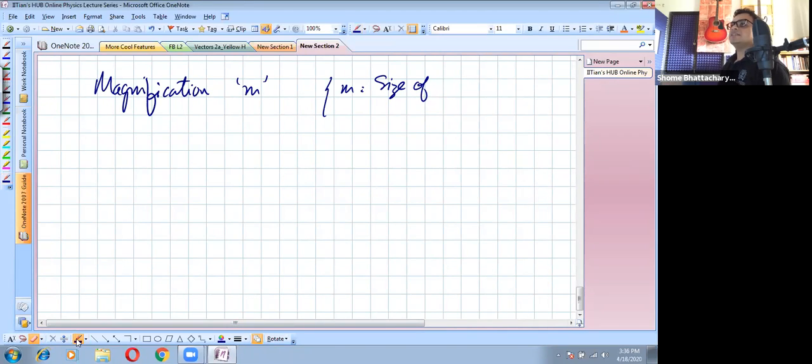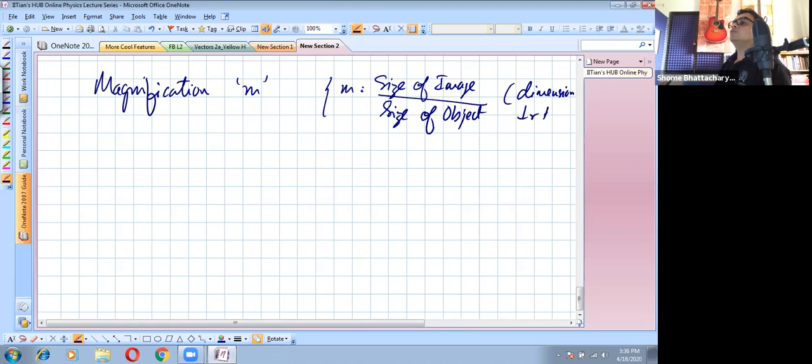But here remember, the size I'm talking about is the dimension perpendicular to the principal axis. There is also a case of keeping an object lying on the principal axis so that its length is along the principal axis. For that, there is a separate thing of magnification. I will come to that. But here it is size of image divided by size of object. What I mean is, it is the dimension perpendicular to principal axis.